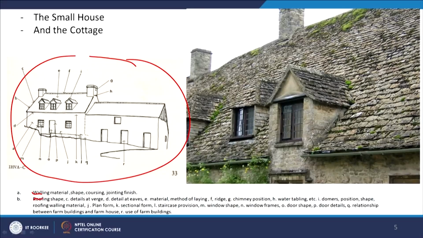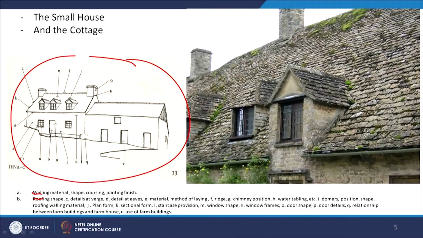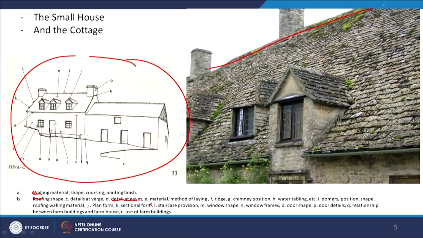Then what kind of roofing shape and the details of the verge. Is it a gable roof? Is it a hip roof? Is it a mansard roof? What kind of detailing, and how the details at the verge, at the ends, have been brought. And not only that, the details at the eaves, how the soffit and the eaves have actually been detailed out. What kind of materials, what kind of method of laying. Not only that, the ridge. So what kind of ridge?